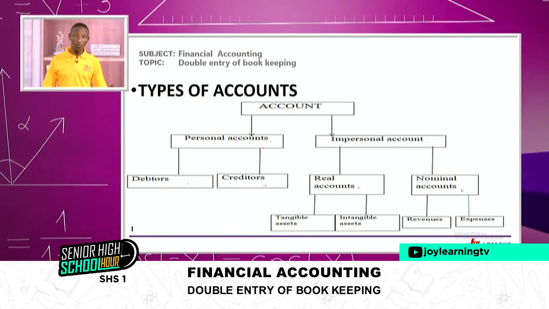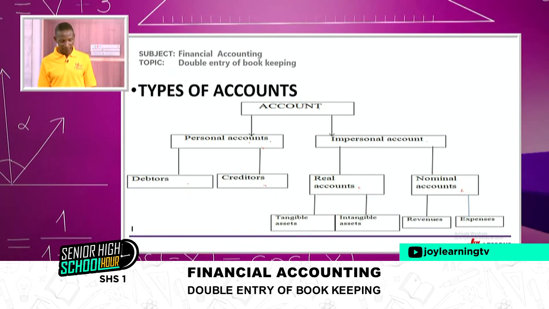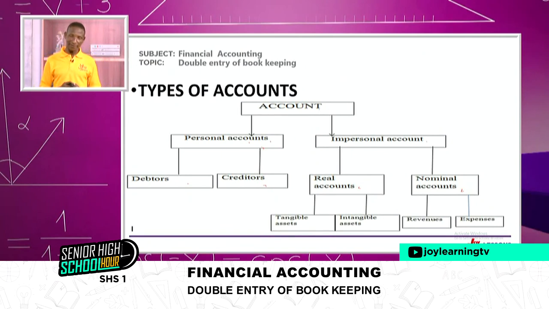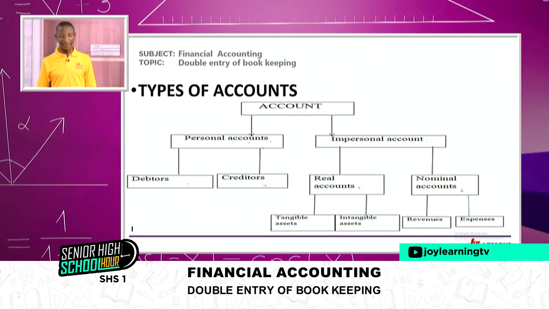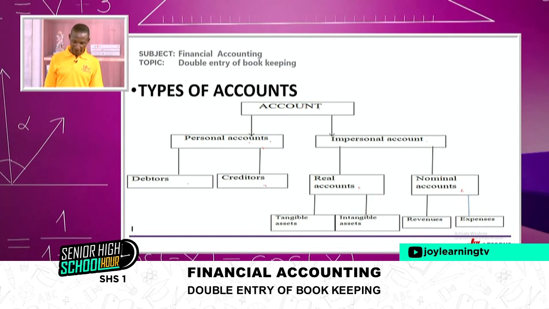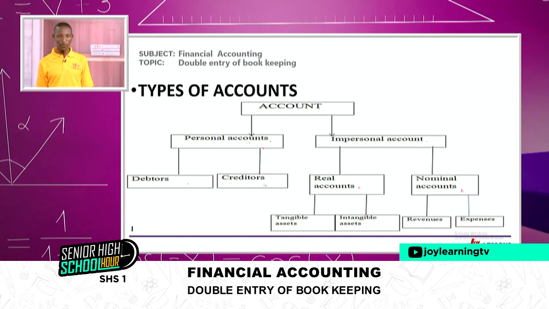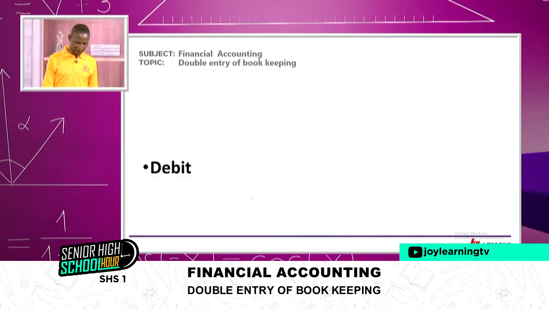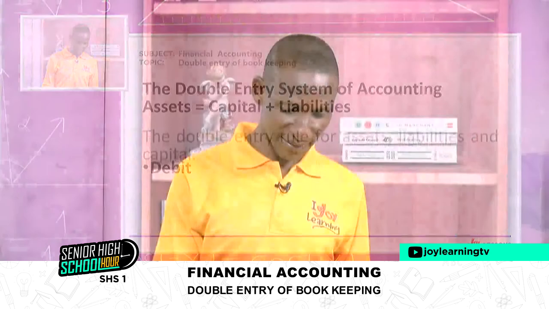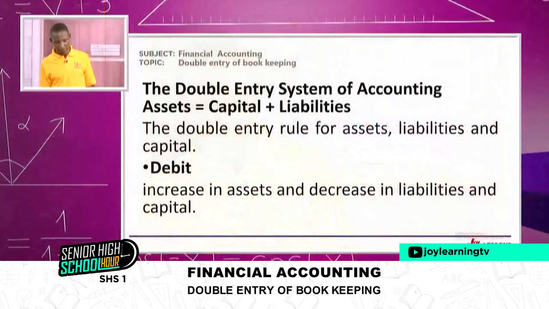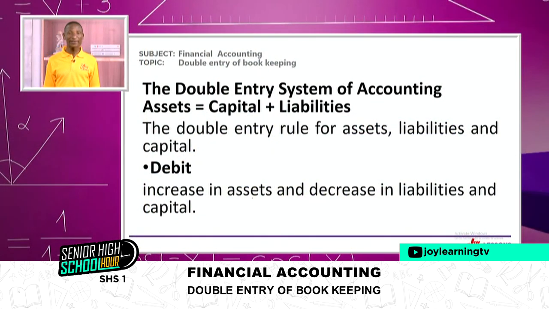So we had a look at the diagrams on the types of accounts. So accounts: personal, impersonal. Then under impersonal, we have the debtors, trade receivable, creditors, trade payable. Then under impersonal, real and nominal. So under real, we have tangible, intangible; nominal: revenue and expense. When we also look at the rule on the recording of assets, liability, capital, expenses, revenue.